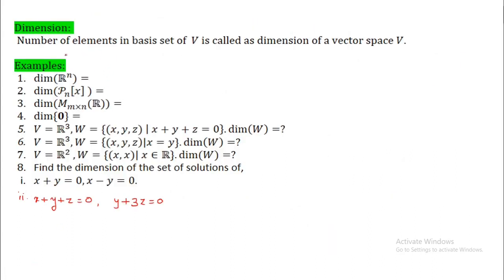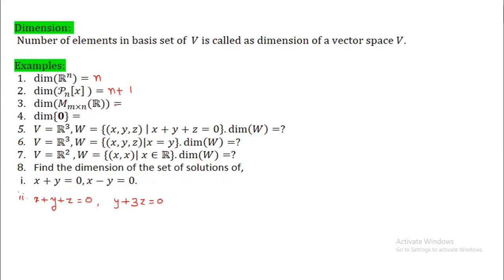Now we will try to understand the definition of dimension. The number of elements in the basis set of a vector space V is called the dimension of the vector space V. Just now we have seen the basis set of R^n contains how many vectors? N vectors. So therefore the dimension of R^n will be n. The basis set of Pn(x) contains n plus 1 vectors. So therefore the dimension of Pn(x) will be n plus 1.